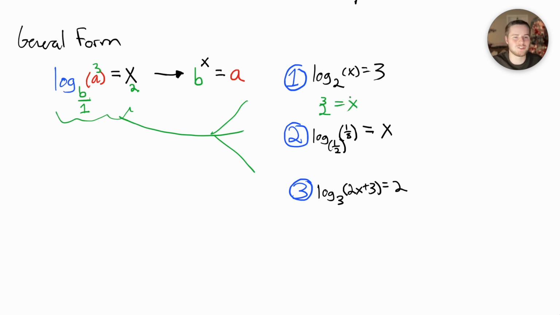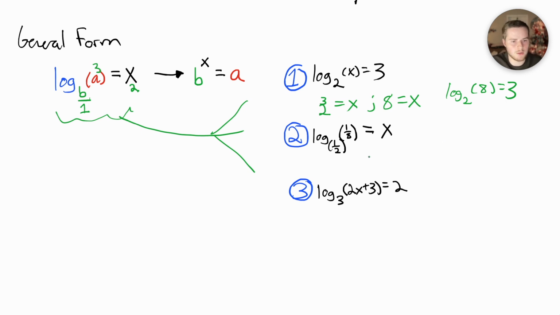So this is 2 to the third power. Did not write the best, but we know that 2 to the third power is 2 times 2 times 2, which is 8, and that's equal to x. So that's your answer for x. So this looks like log base 2 of 8 equals 3, just by plugging x into the equation.